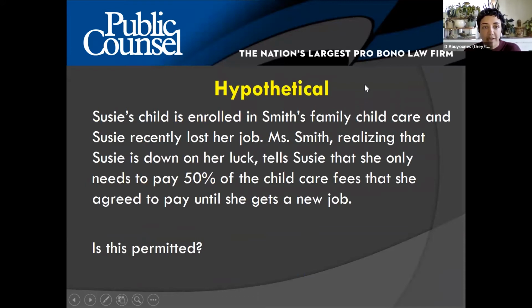So let's jump to a hypothetical. Susie's child is enrolled in Smith's family childcare, and Susie recently lost her job. Ms. Smith, realizing that Susie is down on her luck, tells Susie that she only needs to pay 50% of the childcare fees that she agreed to pay until she gets a new job. Is this permitted? Feel free to chime in the chat.